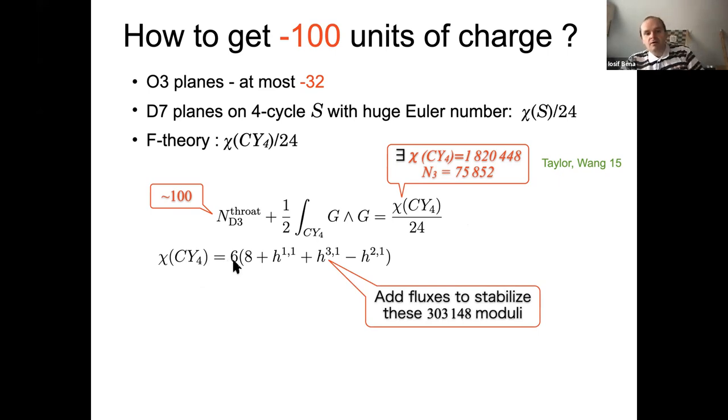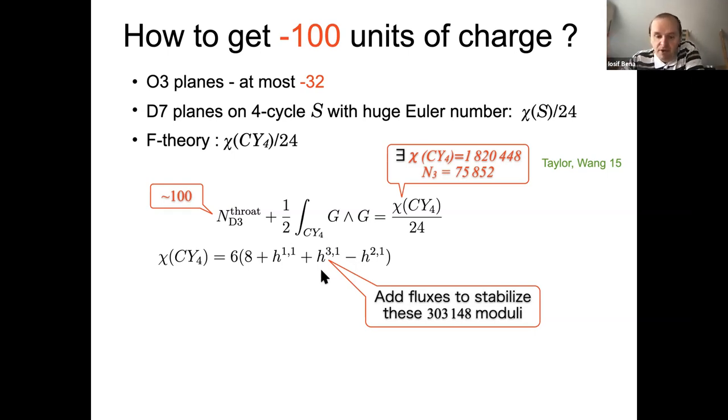And in particular, it grows mainly because of h^{3,1}. So essentially this Euler characteristic has a huge number of complex structure moduli, which I'm calling here h^{3,1}. These moduli are flat, and when you do a flux compactification, you need to stabilize all the complex structure moduli. And here you have 300,000 moduli which need to be stabilized. How can they be stabilized?